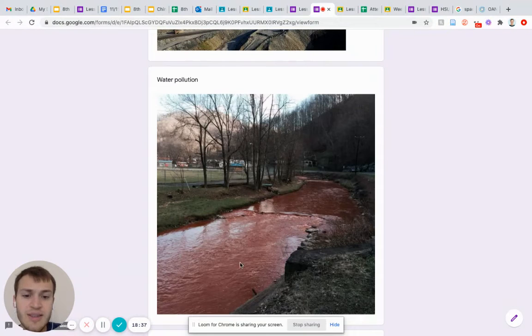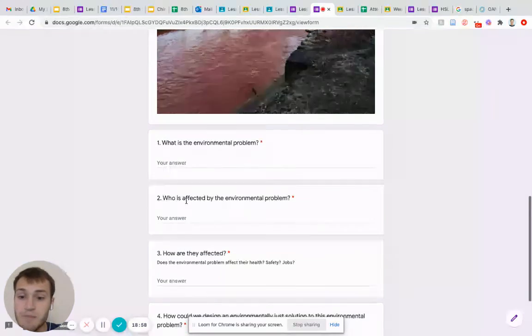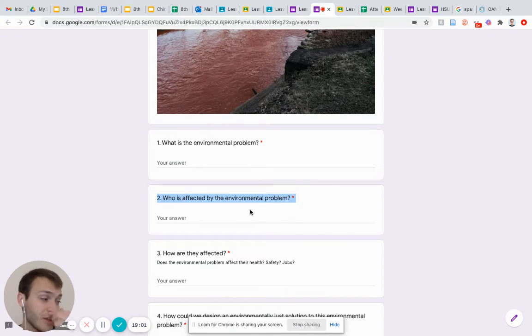And then here is some water pollution. So this is just full of coal mining chemicals and dust. Super, super gross, probably really bad for the environment. So number one says, what is the environmental problem? The environmental problem here is that coal mining pollutes the land and the water. Number two, who is affected by the environmental problem?